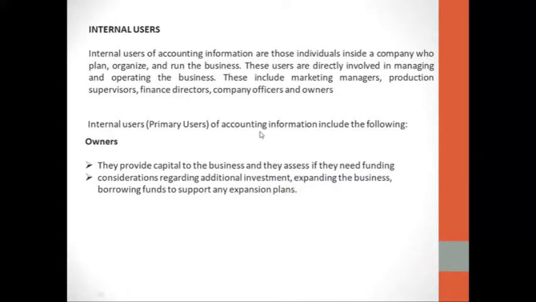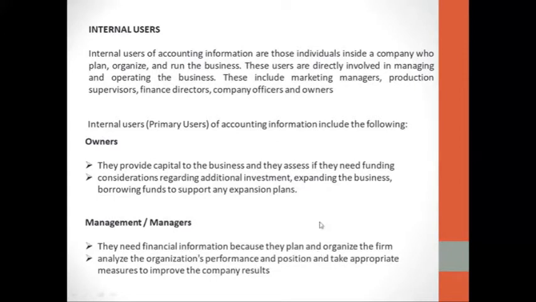So of course, owners need accounting information for them to be able to know what's happening in their business. And for them to know if they need to invest more, if they need to expand the business, and if they need more funds for any expansion plans. So that's why accounting information is needed by the owners.